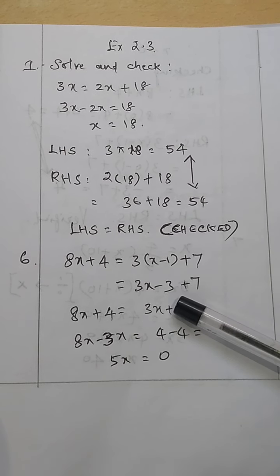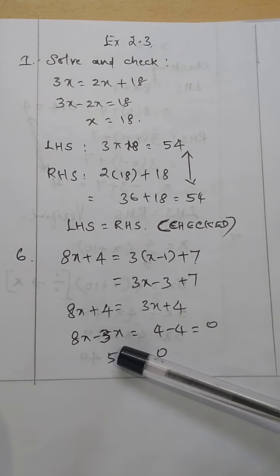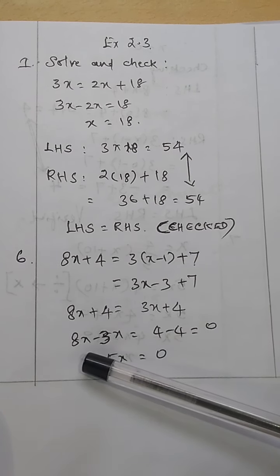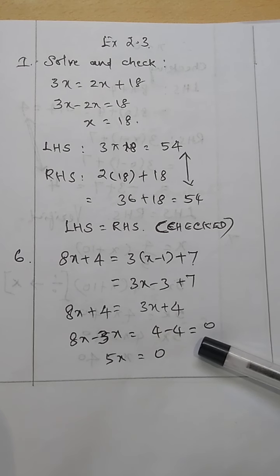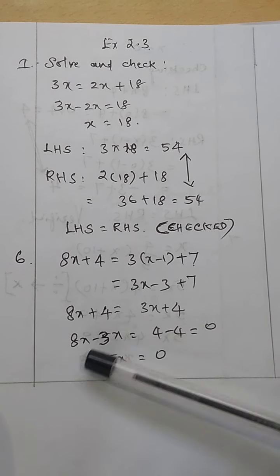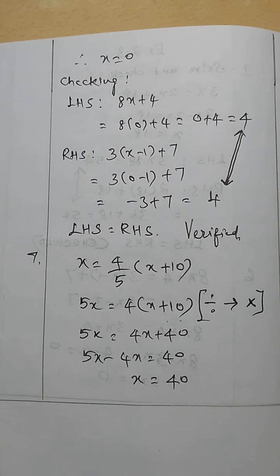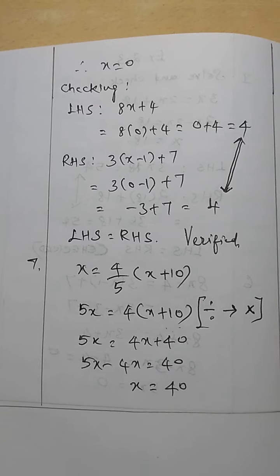So bring this 3x to that side, so it will become 8x minus 3x, and this plus 4 to this side, this will become minus 4. So 8x minus 3x is equal to 4 minus 4, which is 0. So 8x minus 3x is 5x, so 5x becomes 0. So 5x is 0, therefore x becomes 0.